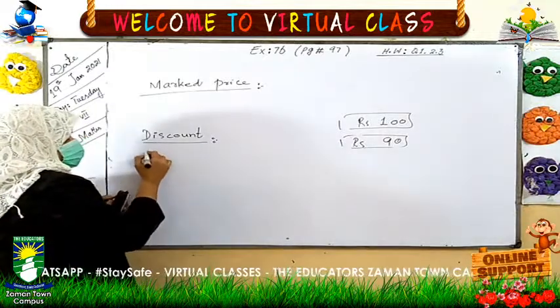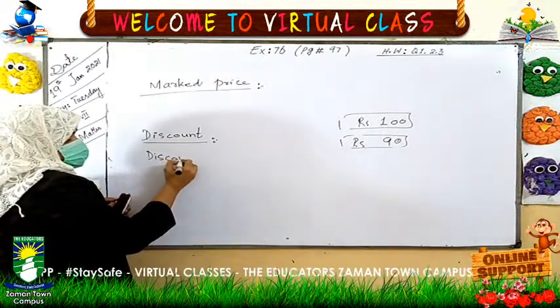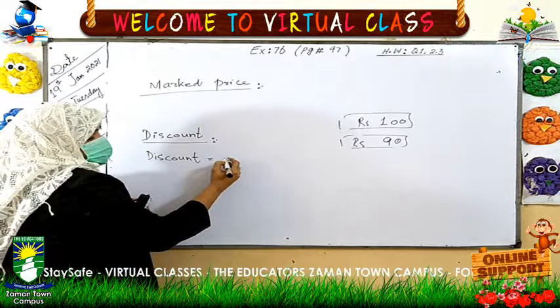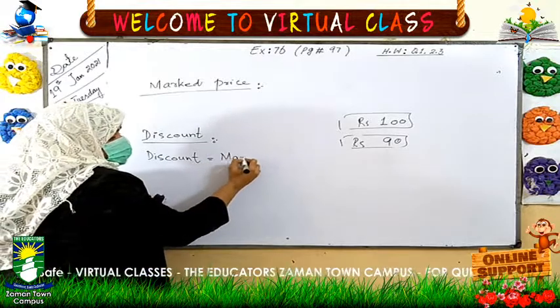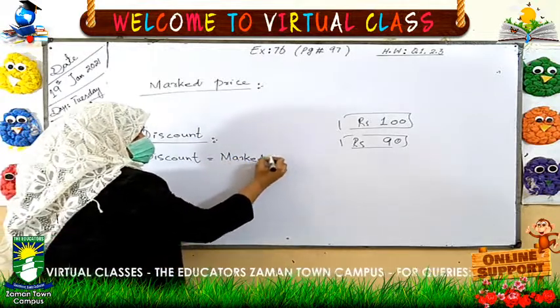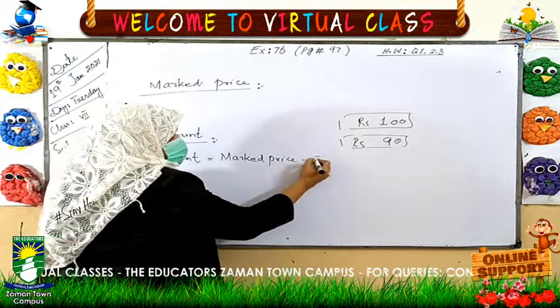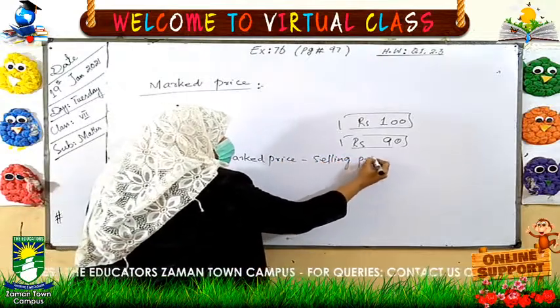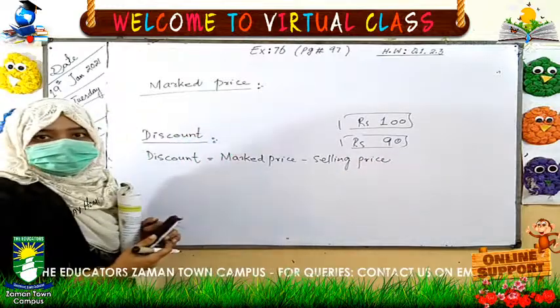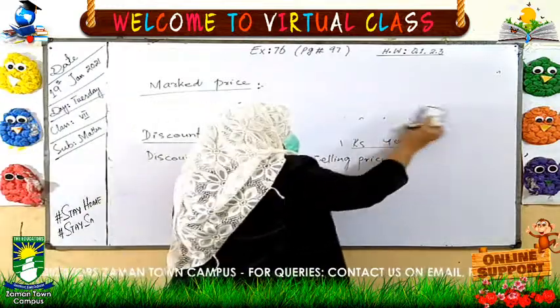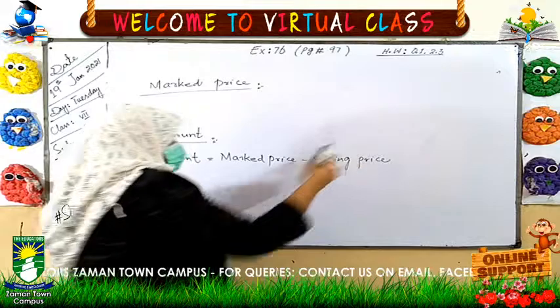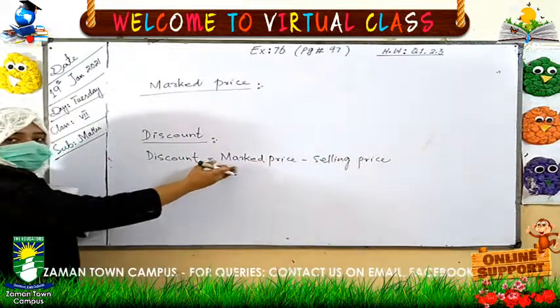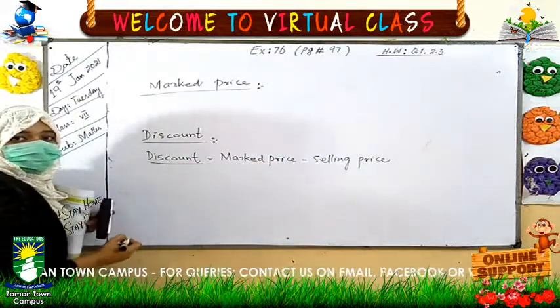We will find the discount, or we will use the formula for the discount. Discount is equal to mark price minus selling price. Get it? Selling price, when subtracted from the mark price, will give you a discount.